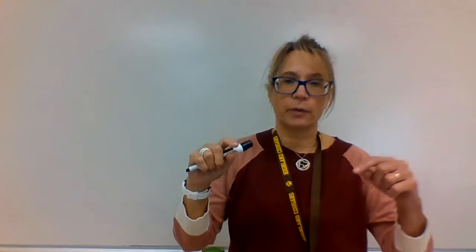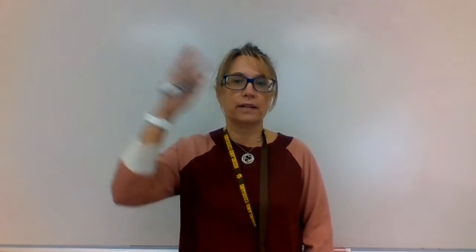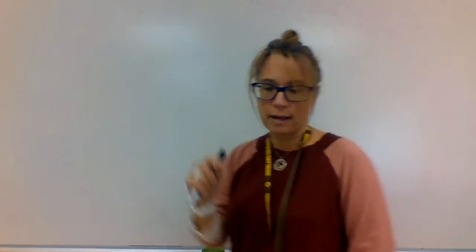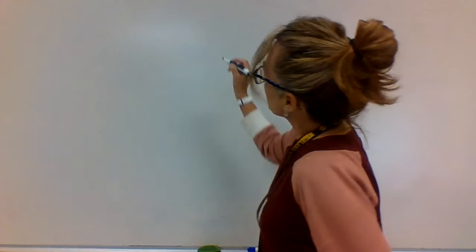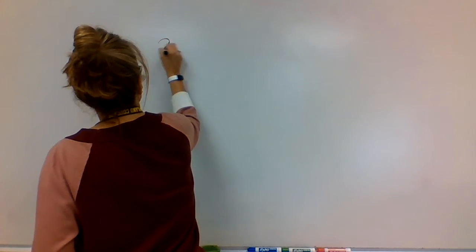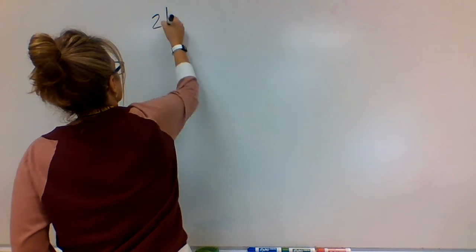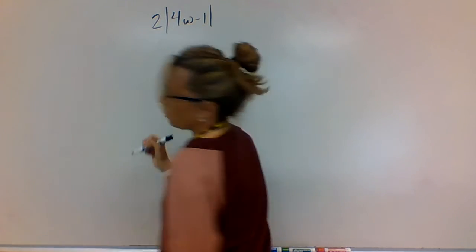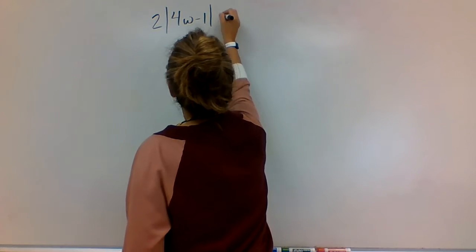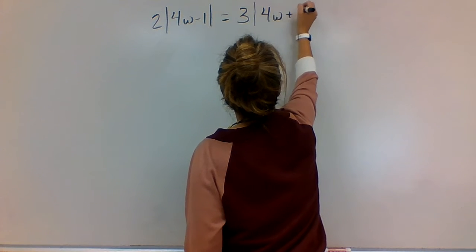Okay. Now, the next one I want to go over is you're going to get absolute value equations with absolute value expressions on both sides. So I'm going to show you an example of that. I'm going to write this one out here, a little bit higher, so we'll have some room. 2 times the absolute value of 4w minus 1 equals 3 times the absolute value of 4w plus 2.